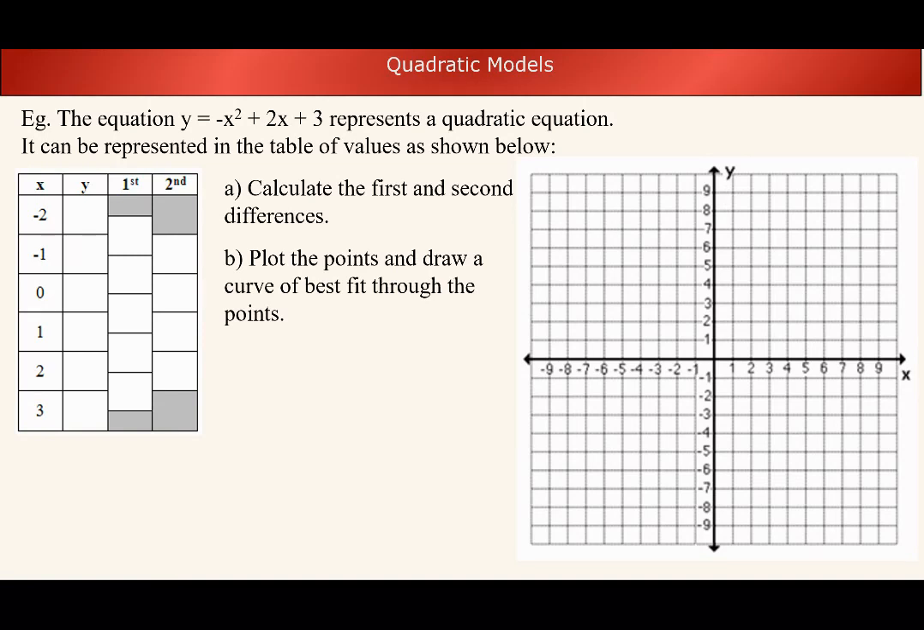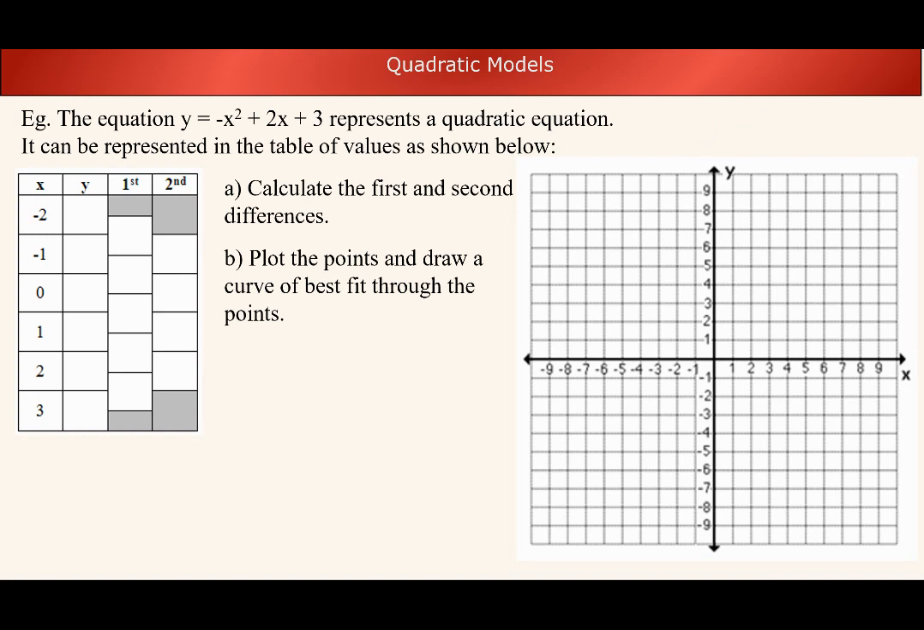So for quadratic models, for example, the equation y equals negative x squared plus 2x plus 3 represents a quadratic equation. It can be represented in a table of values like shown below. Let's calculate the first and second differences, and that would be in the y value. Now, first I've got to take my calculator and plug this in to figure out my y values.